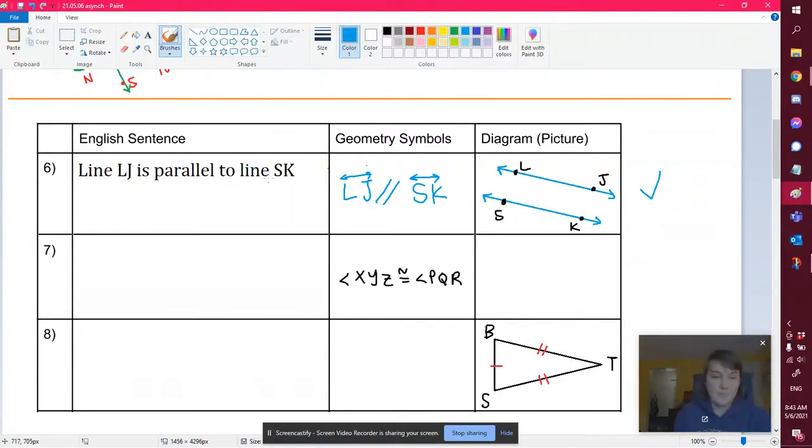So that's number 6 finished. And by number 6, I mean, there's no numbers here. Sorry, I copied the table from the assignment.